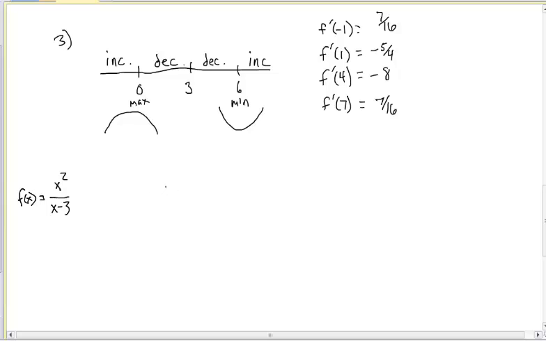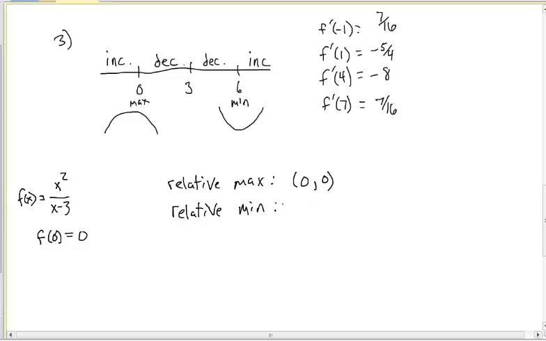And now we can say we had a relative max at 0. And when we plug 0 into our function, we get 0. So I could put here f of 0 is equal to 0. We have a relative minimum at 6. And when we put 6 into our function, we get 36 divided by 3, or 12. So (6, 12) is a relative minimum.